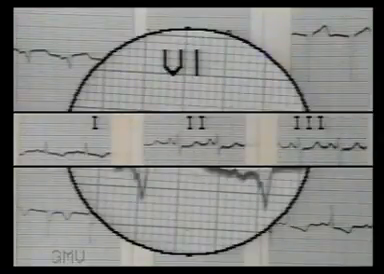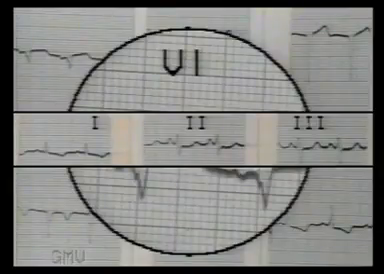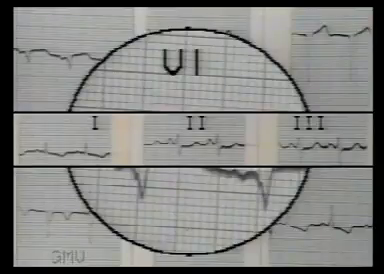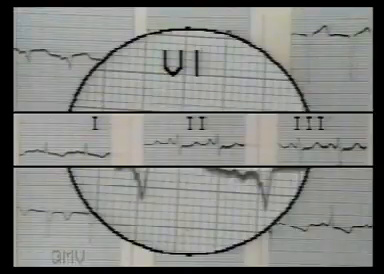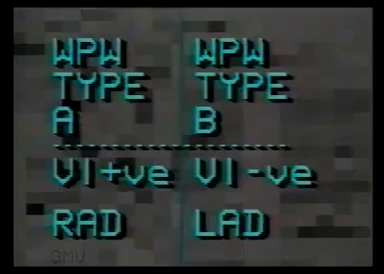Now note the limb leads. Positive QRS in lead 1 and negative QRS in lead 3. That is, there is left axis deviation. WPW syndrome is of two types, type A and type B, also termed as V1 positive and V1 negative.